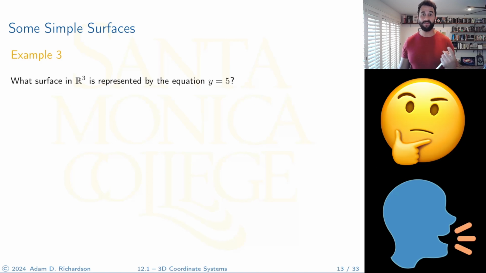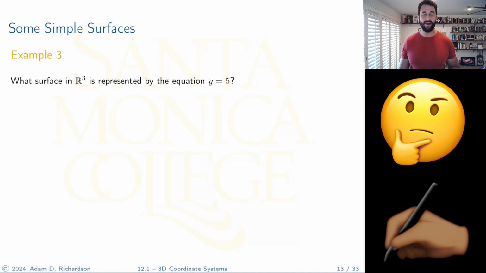All right, now say something out loud. What do you think this equation represents in 3 space? All right, now write it down. So see if you can write down what it is. See if you can draw a little sketch. Maybe go back to the previous example and see what the sketch looked like there. See if you could draw a sketch by hand.